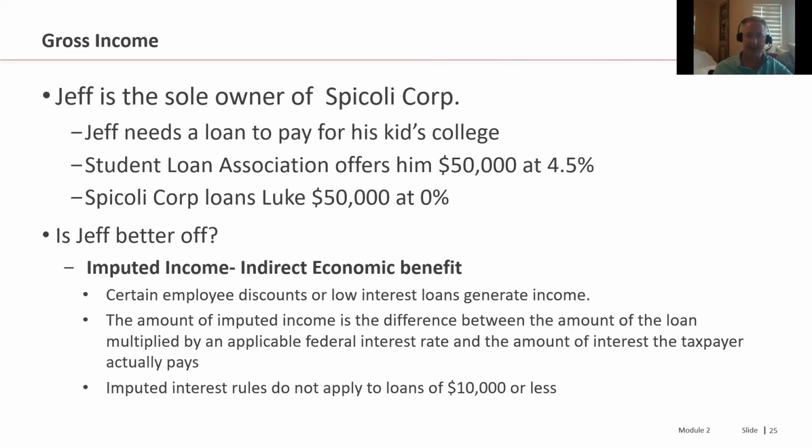The amount of imputed income is the difference between the amount of the loan multiplied by the applicable federal interest rate and the amount of interest that the taxpayer actually pays.